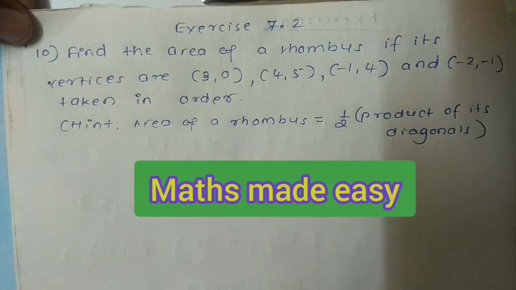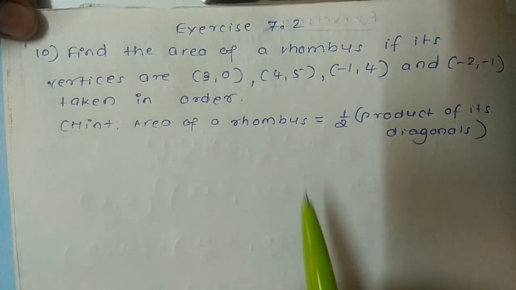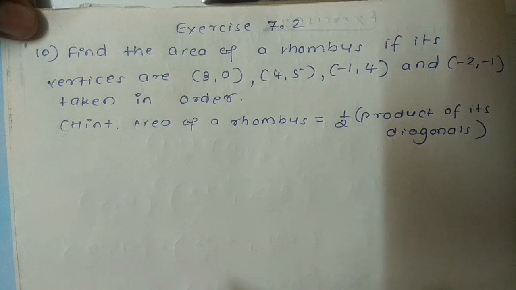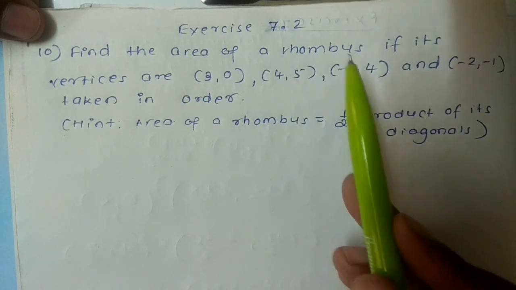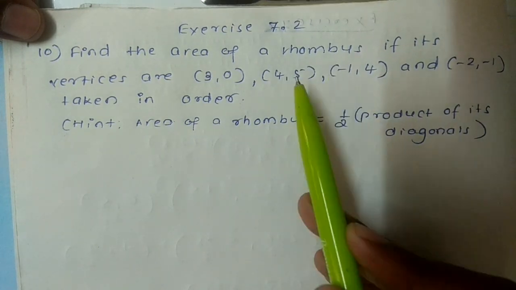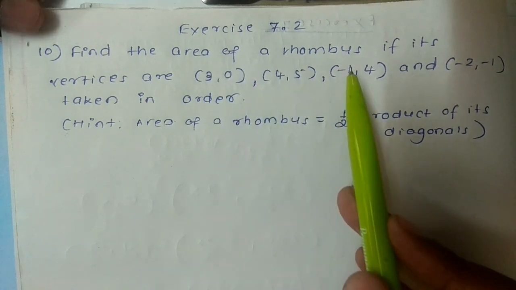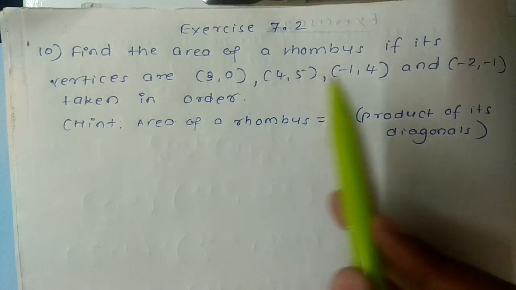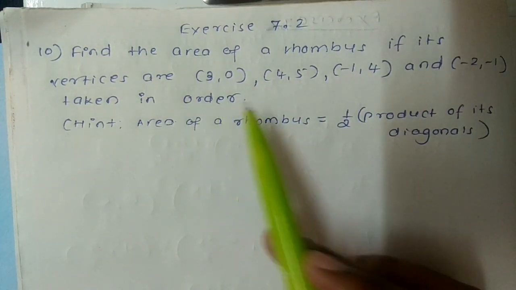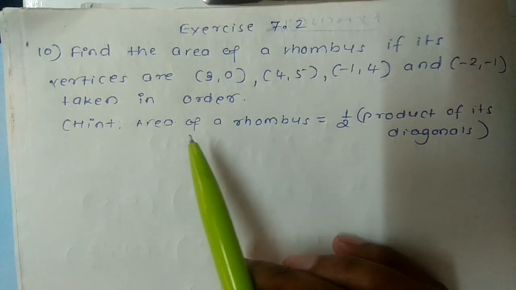Hello students, today I am going to explain from exercise 7.2, the last question, that is the 10th question. The question is: find the area of the rhombus. The shape given is a rhombus, which is a quadrilateral. You have to find the area of the rhombus if its four vertices are given here, taken in order.